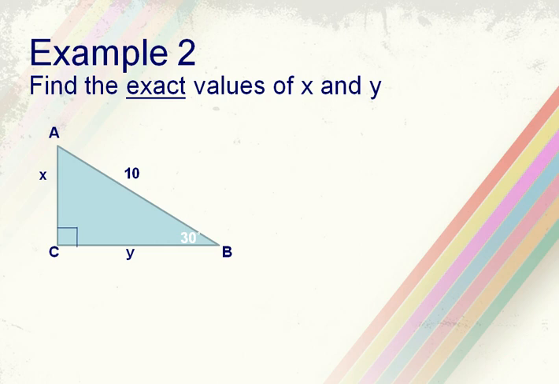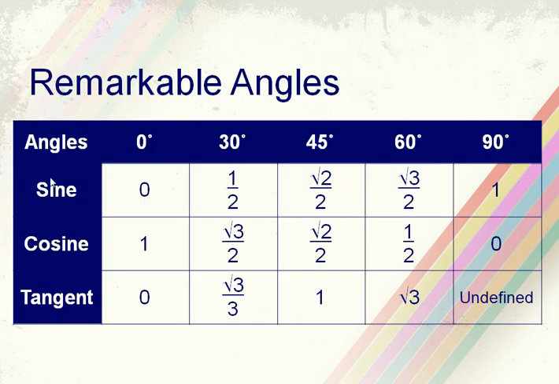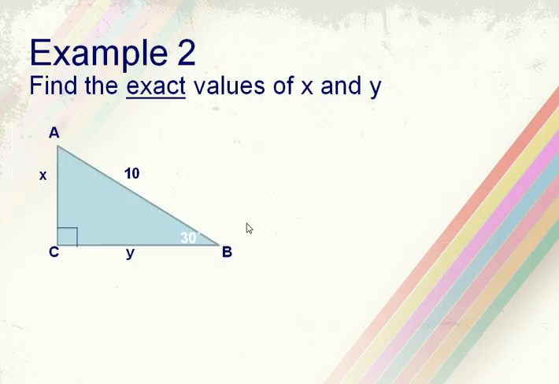So if this were the question, find the exact values of x and y, how would I begin? And no calculator, by the way. The first step in this case is to say that the sine of 30 degrees is 1 over 2. And how did I know this? Well, because in that remarkable angles chart, I just looked under sine, and I followed 30 degrees, and I was able to figure out that the sine of 30 degrees is 1 over 2. So again, I need to memorize this chart. I need to know these ratios.